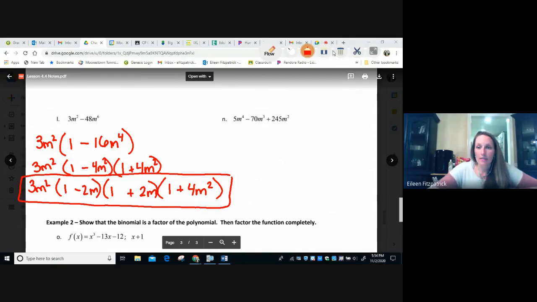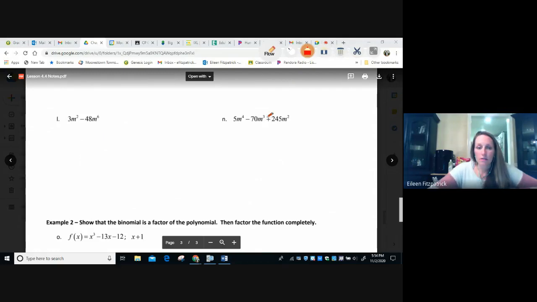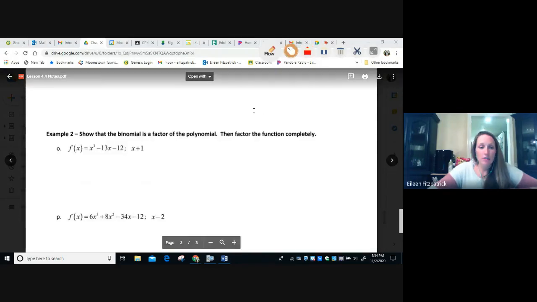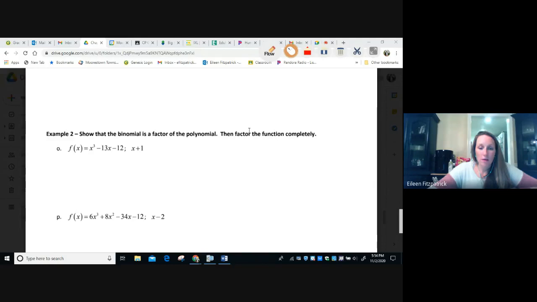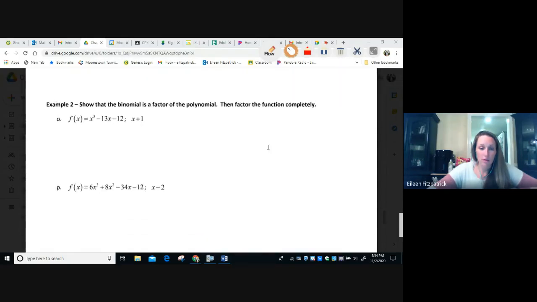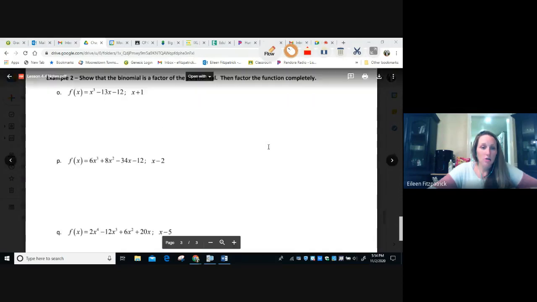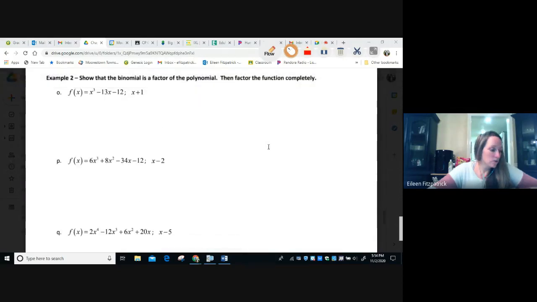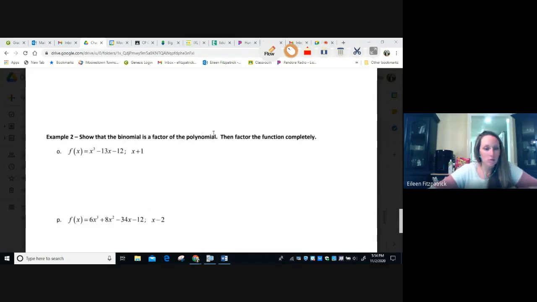Okay, let's keep on moving along. We're just about done for part 1, day 1. It says show that the binomial is a factor of the polynomial, then factor the function completely. I think for today we'll do two of them.